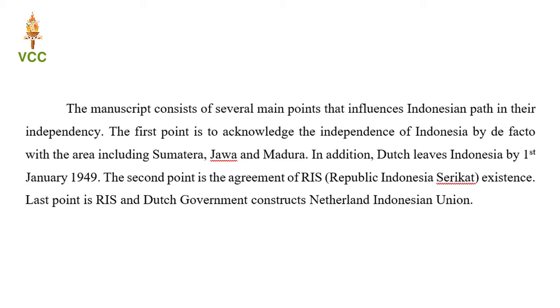The manuscript consists of several main points that influenced Indonesian thought in their independence. The first point is to acknowledge the independence of Indonesia de facto, with the area including Sumatra, Java, and Madura. The second point is the agreement on RIS, or Republik Indonesia Serikat. The last point is that RIS and the Dutch government construct the Netherlands-Indonesian Union.